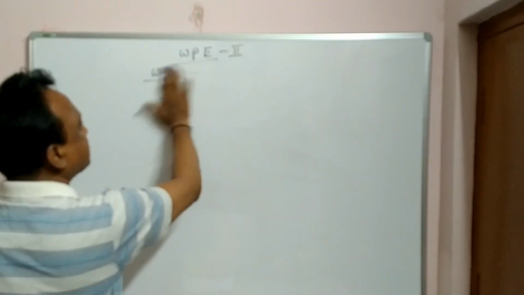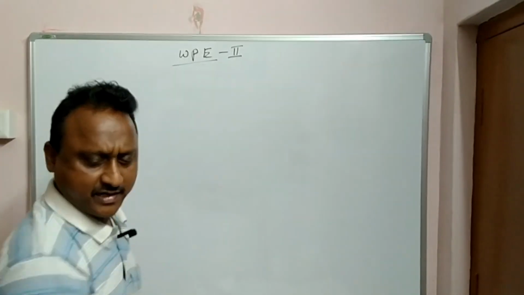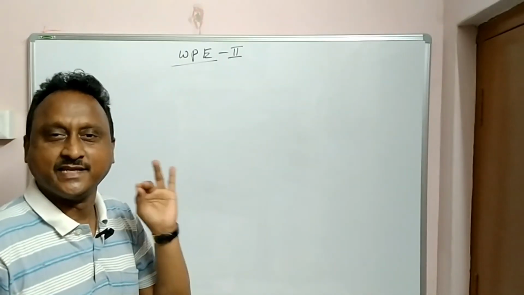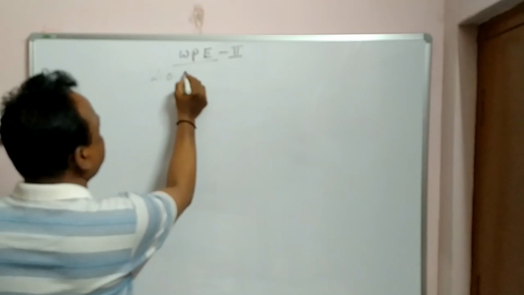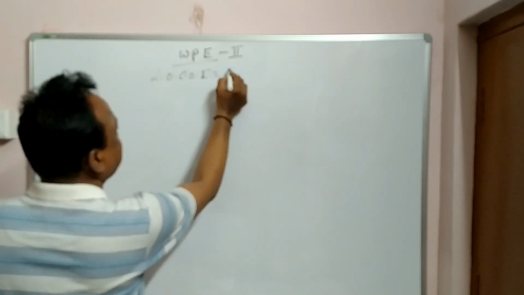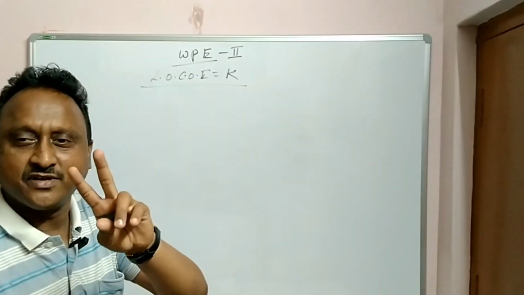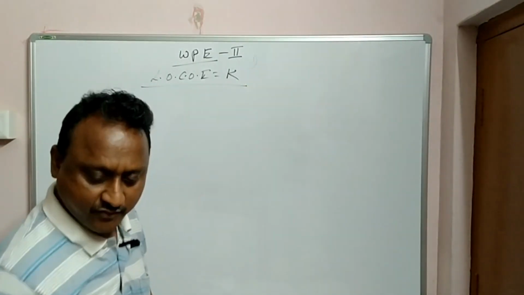Now let us go into the last part of this work power energy part 2. Last part ఏంటంటే mechanical energy. అంటే అర్థం ఏంటి? This law of conservation of energy is constant అని మనం ప్రూవ్ చేయబోతున్నాం. That is in the case of two cases. One is freely falling bodies. ఒకటోది ఏంటి?